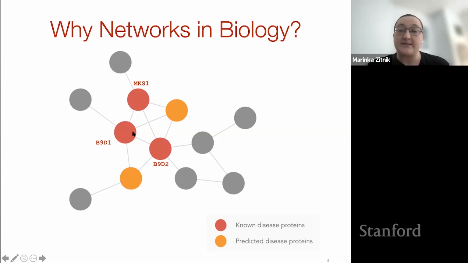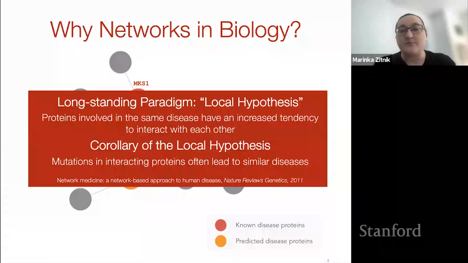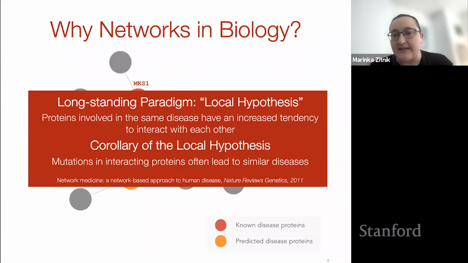Over the last 2 decades, that has yielded a very powerful paradigm in biology and medicine, because it allows us to identify new proteins that might be involved in disease by simply exploring the surrounding network neighborhoods of those proteins that were already known to be associated with the disease. That particular long-standing paradigm is known as the local hypothesis. In other words, proteins involved in the same disease, proteins that when mutated lead to the same disease, have an increasing tendency to interact with each other, meaning that they would be connected in our PPI network. So the implication of the local hypothesis is that mutations in interacting proteins often lead to similar diseases. And now that we know that, we can effectively leverage that information as prior information for our machine learning models.